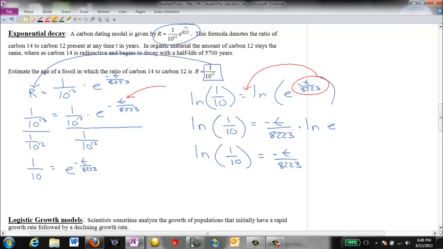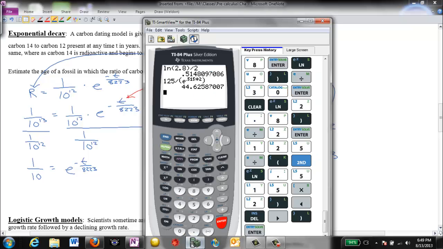Okay, so to continue getting t by itself, I'm going to multiply both sides by 8,223, and they'll cancel on the right, and we get 8,223 times the natural log of 1/10 on the left equals negative t. And I don't want negative t, I want positive t, so I can multiply both sides by negative 1, and I get positive t on the right and a negative over here on the left. So there's my calculation. So once I plug that into the calculator, I'm going to know exactly how old this fossil is. So that's pretty cool.